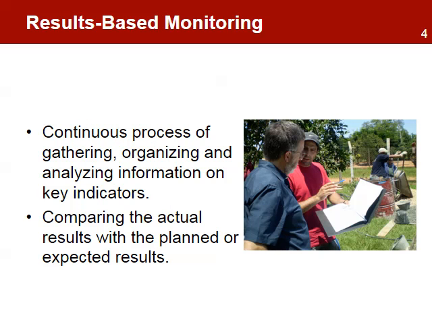Results-based monitoring is the continuous process of gathering, organizing, and analyzing information on key indicators and then comparing the actual results with the planned or expected results. Monitoring occurs during the life of the project and it's a continuous process of measuring progress towards the short-term, medium-term, and even the long-term results identified in the results framework. Monitoring gives information on where the project is at any time relative to its targets and outcomes.